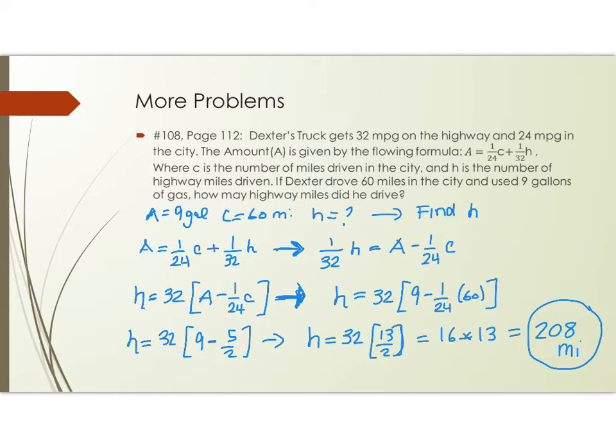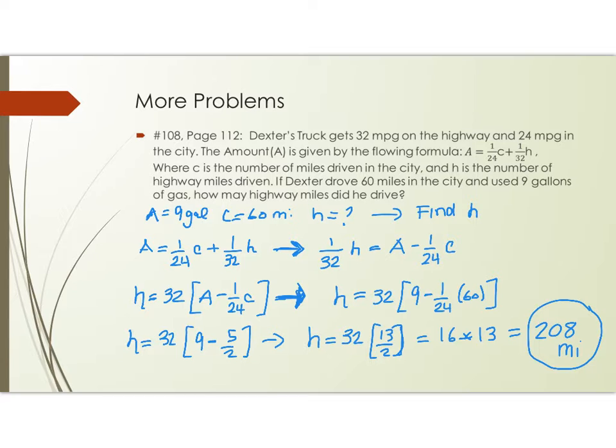So our last problem is kind of a word problem. We're using rationals again in this problem. This is number 108 on page 112. Dexter's truck gets 32 miles per gallon on the highway and 24 miles per gallon in the city. The amount A is given by the following formula.